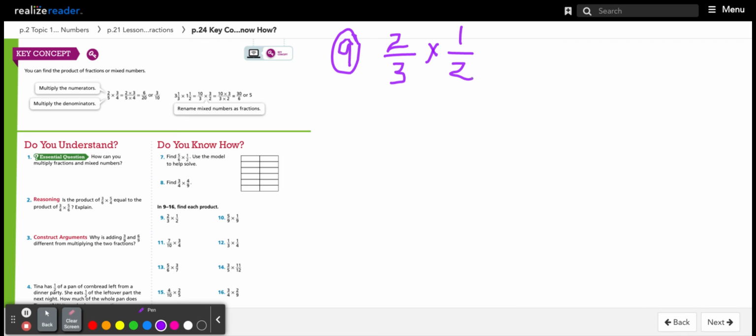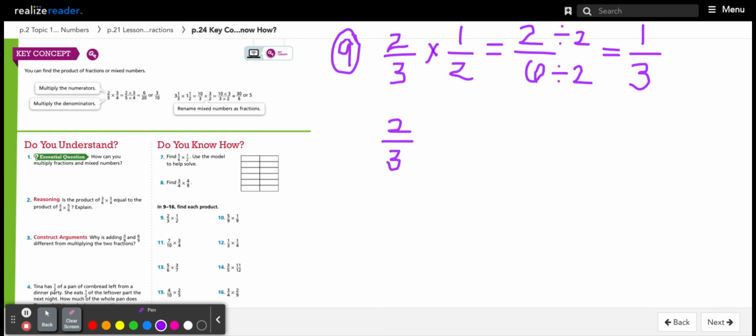Okay, so if I multiply first, I get 2 times 1 is 2. 3 times 2 is 6. 2/6. Oh, I need to simplify this. 2 and 6 can both be divided by 2. So 2 divided by 2 is 1. 6 divided by 2 is 3. Now let's try to simplify before multiplying. So again, I have 2/3 times 1/2.